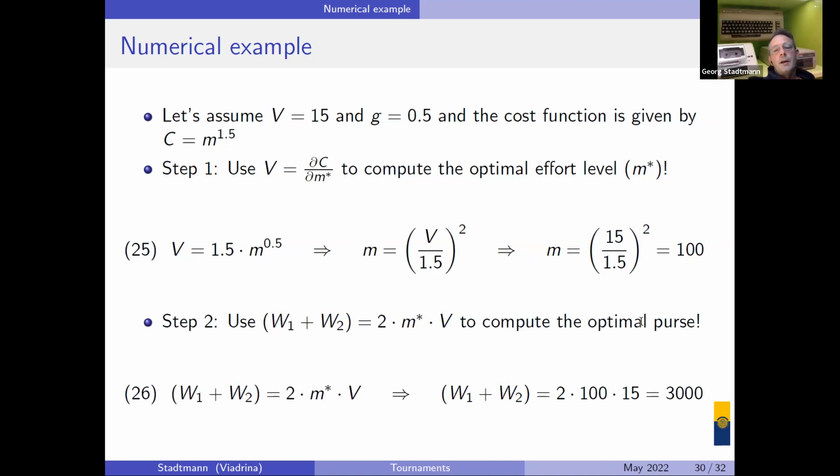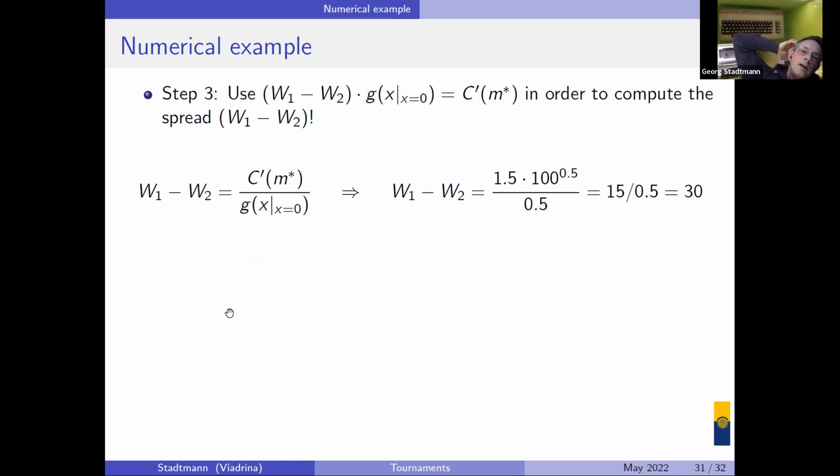Step 2. We use W1 plus W2 is equal to 2 times m times V. This is the zero profit condition of the firm in order to compute the optimal purse. So we know m is equal to 100 and we know V. When we plug in the 100 for the effort level and the V equal to 15, we know that the purse is equal to 3,000. So W1 plus W2 is equal to 3,000.